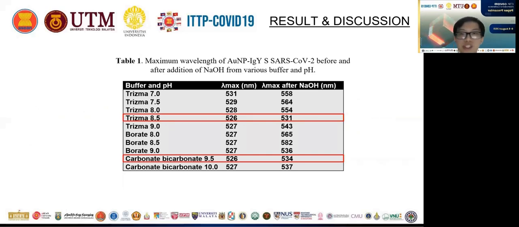And so in this case, we choose the Tris with the pH of 8.5 for the direct conjugation. And we choose the bicarbonate 9.5 for the covalent conjugation, because the Tris has an amine group which may disrupt the covalent conjugation.